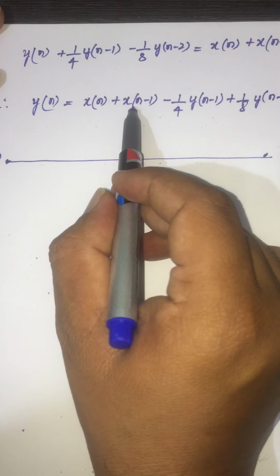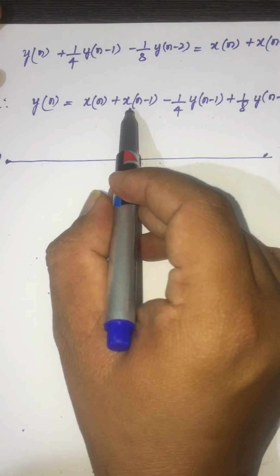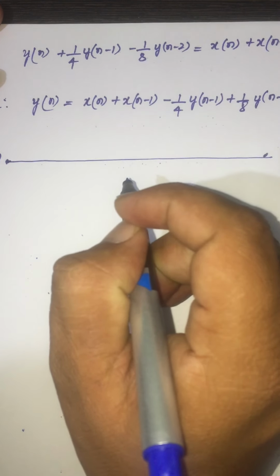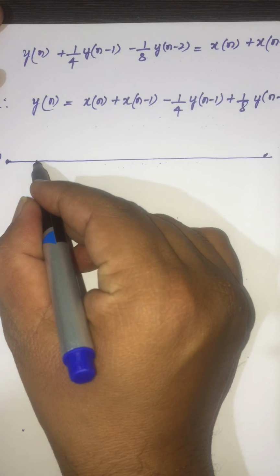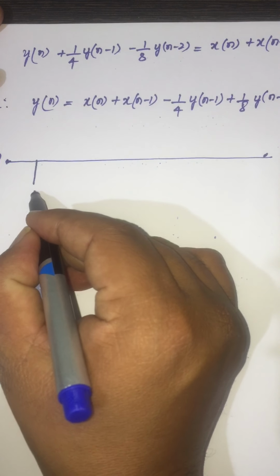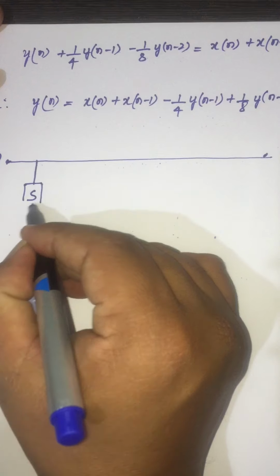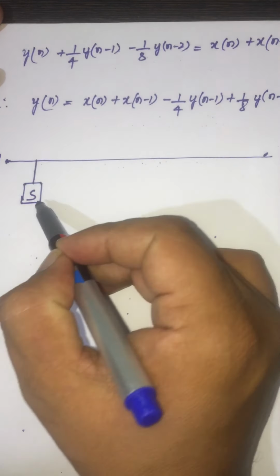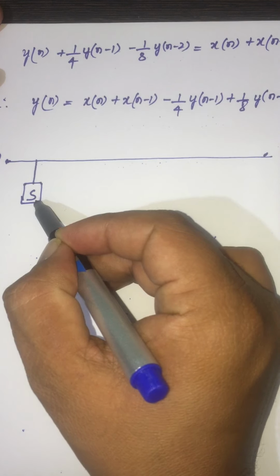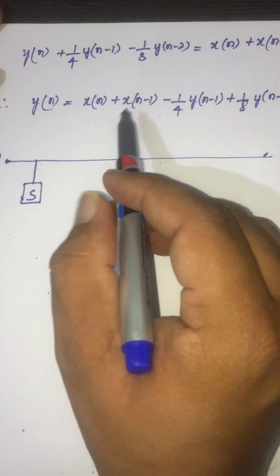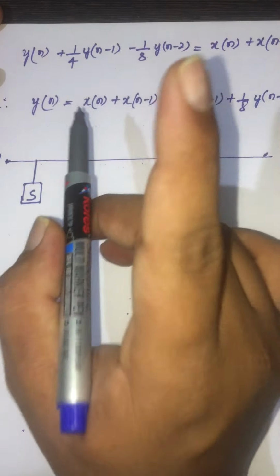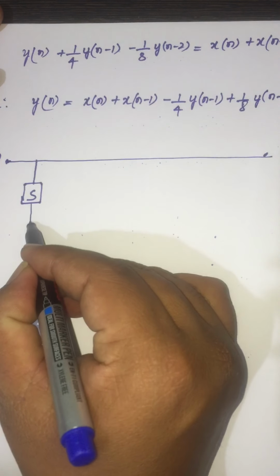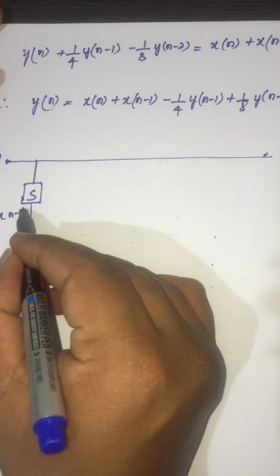One more x factor which is present in this equation is x of n minus 1, isn't it? Therefore I need to take this x of n and give it to a system which delays by 1 unit. One delay element makes the function delayed by 1 unit. Therefore, the output of this will be x of n minus 1.